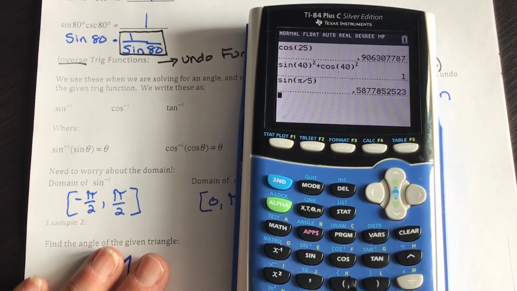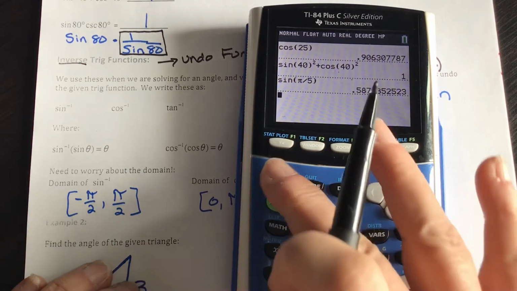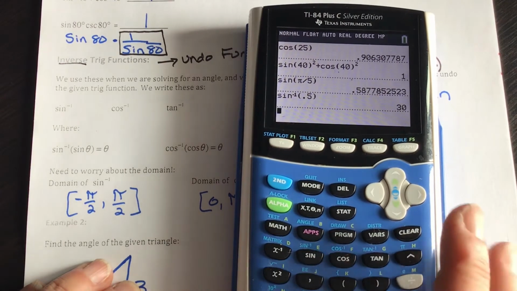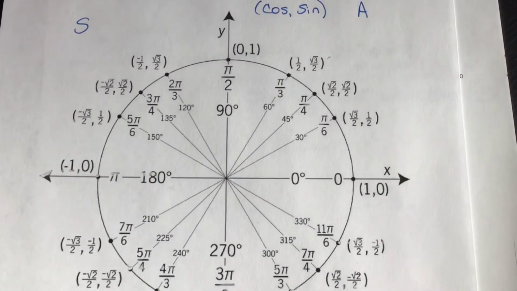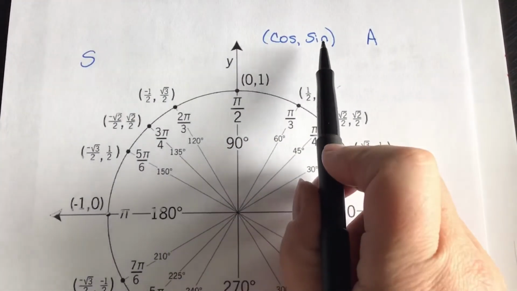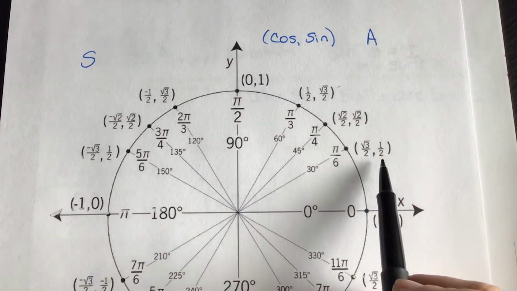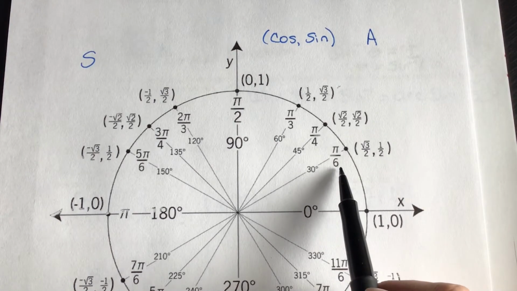So to do inverse sine on Desmos, there actually is a button for inverse sine. If you're using a graphing calculator, it will be the sine -1 that's above the sine. So it's the second function, inverse sine. And if I have 1/2 or 0.5, that's a 30-degree angle. I could have found that on my unit circle if I look for the sine value, which is the y coordinate. So if I look at the y coordinates, I see sine of 1/2 is 30 degrees, or pi over 6. Okay.